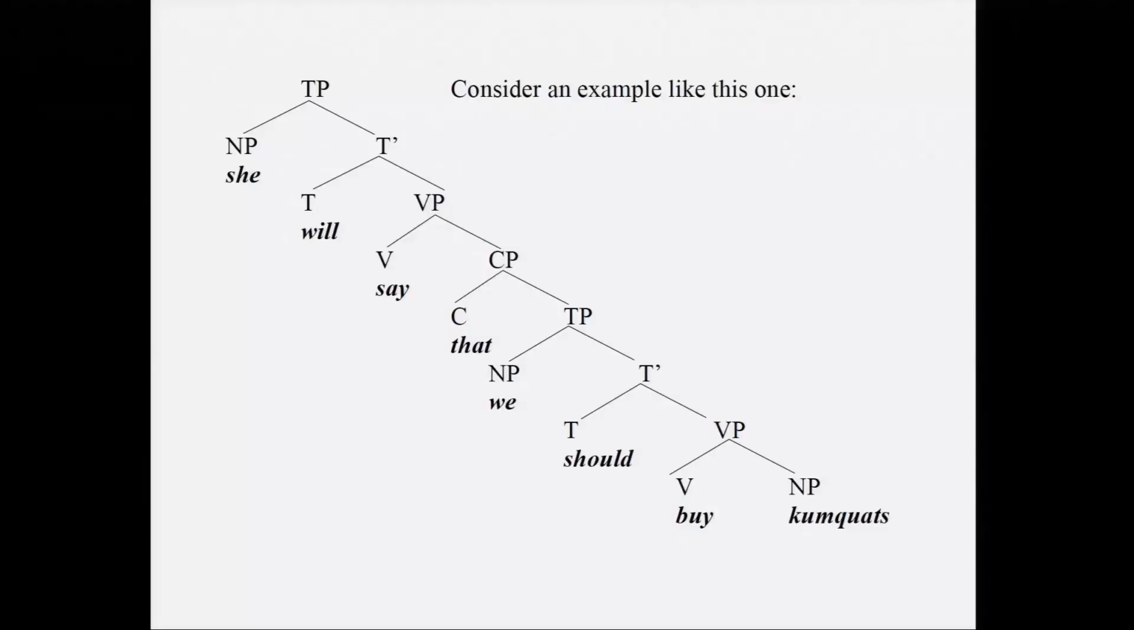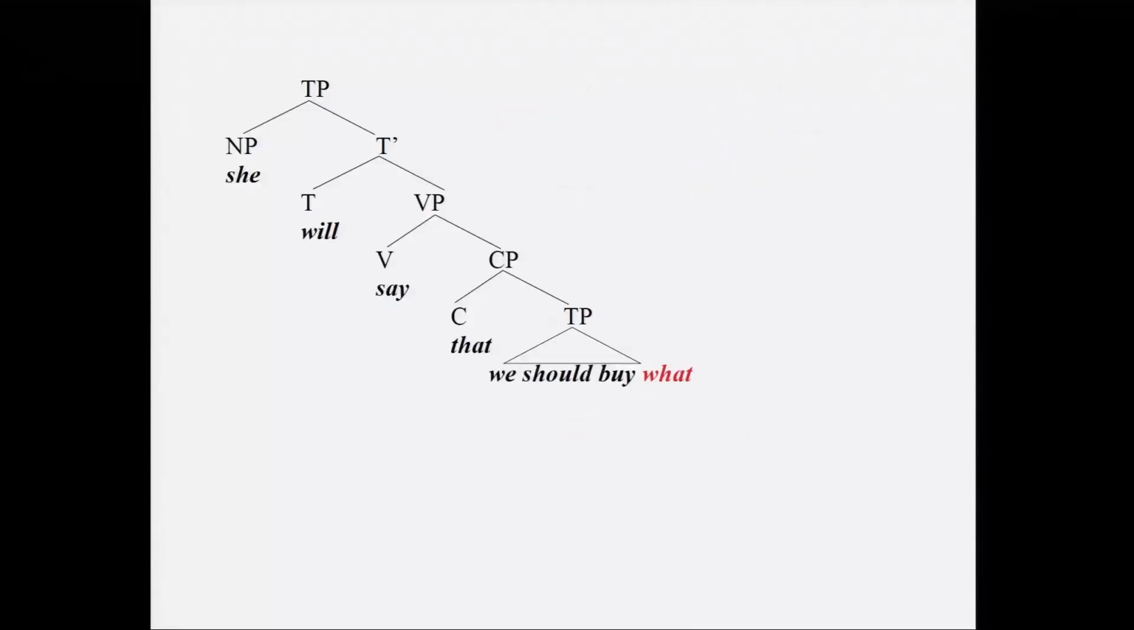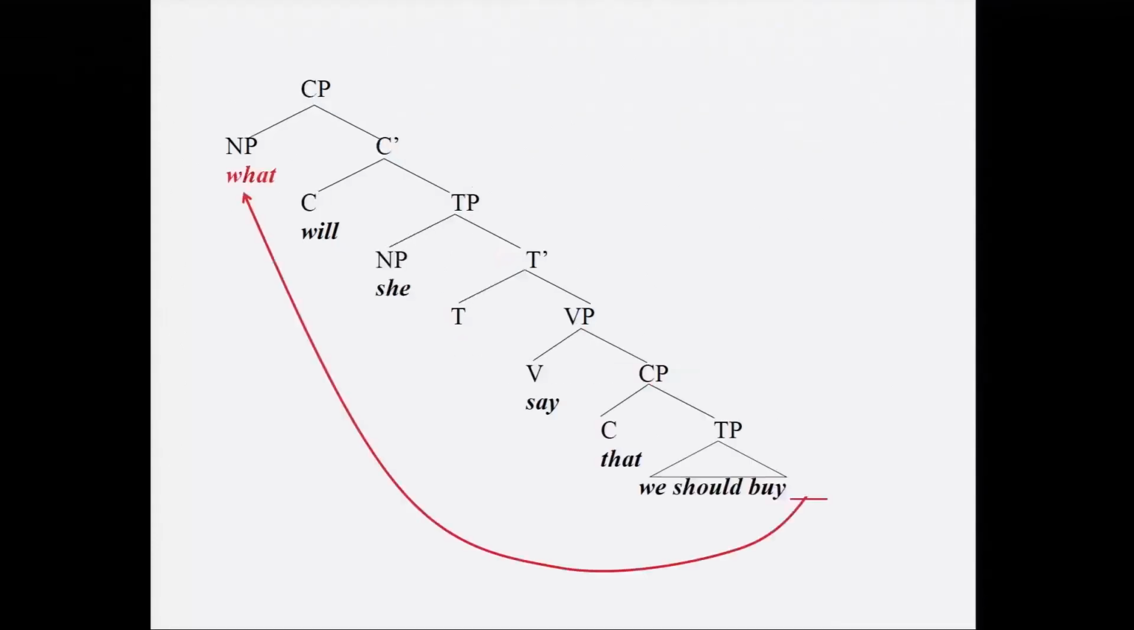Okay, and now what happens if we change kumquats into a WH word, zap, and we WH move it to the beginning of the sentence? Well, so that's me turning kumquats into what, and also turning the TP into a triangle because I was running out of room. And then we're going to move what into the matrix clause. So we'll get what will she say that we should buy. So we've done WH movement of what, and we've also done head movement of will from T into C. I haven't drawn an arrow for that. Okay, and that's how we form that WH question.